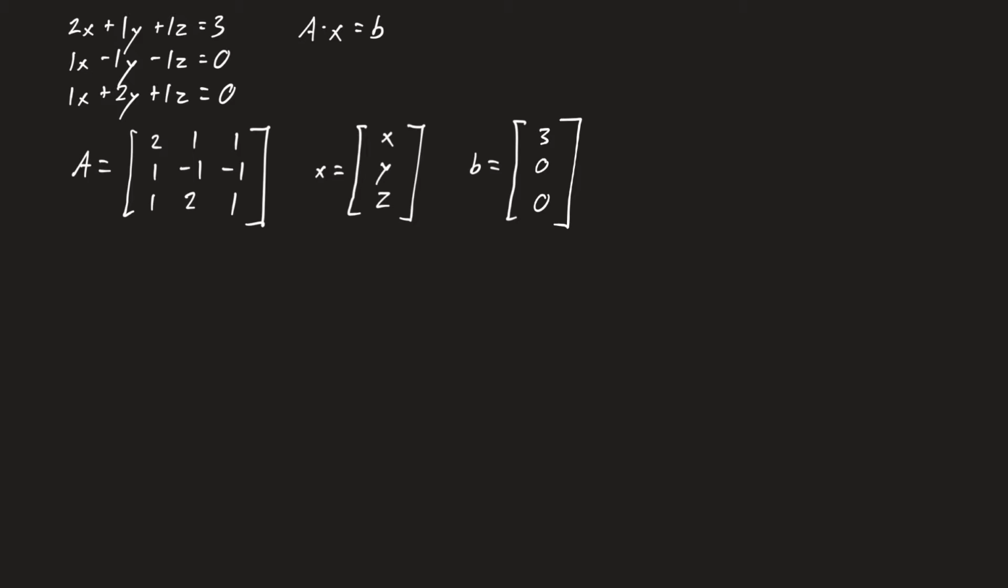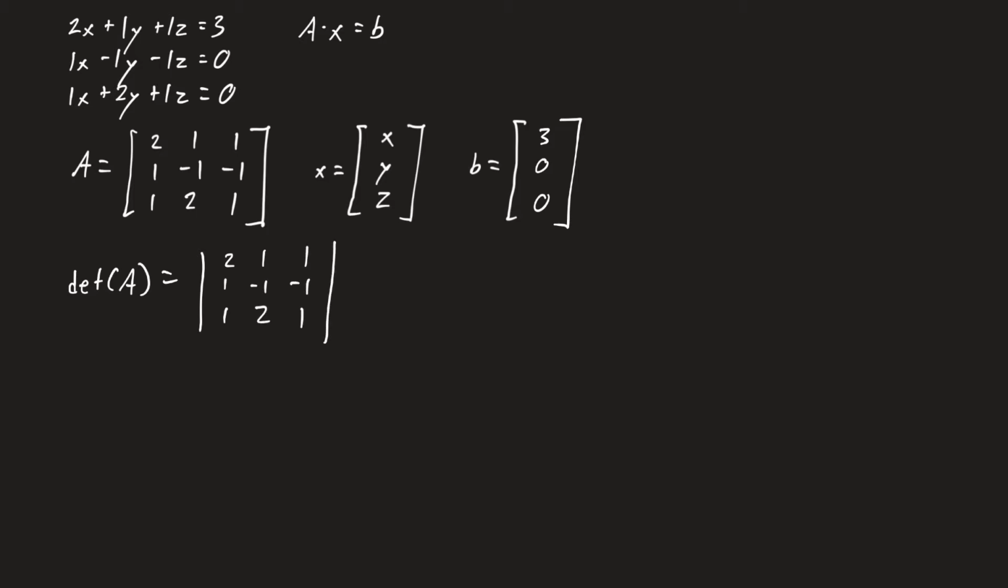And how do we do that? We want to find the determinant of A. It has to be non-zero for us to continue with this process. So I'm going to write down the determinant of A. I'm just going to rewrite this: 2, 1, 1, 1, negative 1, 2, 1, negative 1, 1.